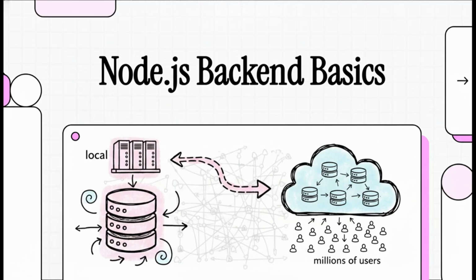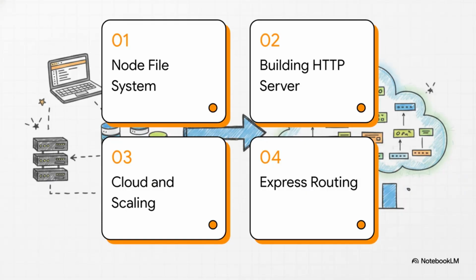We're going to trace the entire journey, starting from basic local system calls all the way up to global cloud load distribution. So here's our roadmap for today. We'll be looking at 1. The node file system, 2. Building an HTTP server, 3. The cloud and scaling, and 4. Routing with Express. Let's get into it.